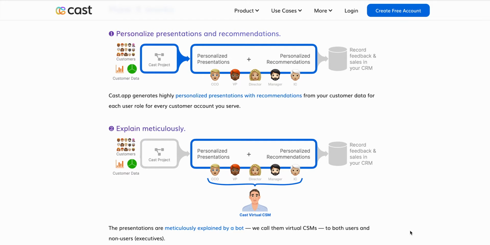Cast scales customer success and revenue using automation. A Cast project and your customer data together helps generate and deliver personalized presentations with relevant recommendations to each user at every customer account. The presentations are explained by a bot, we call them virtual customer success managers, to both users and non-users, for example executives, of your product.